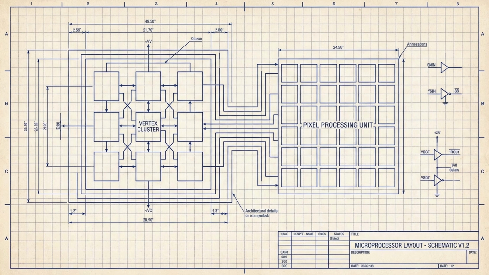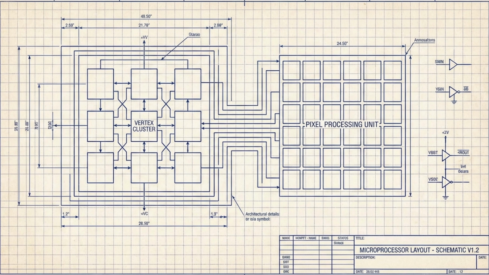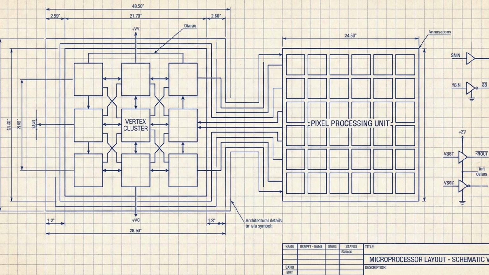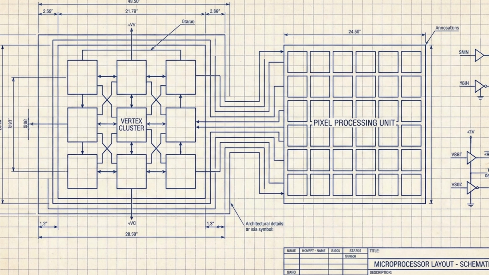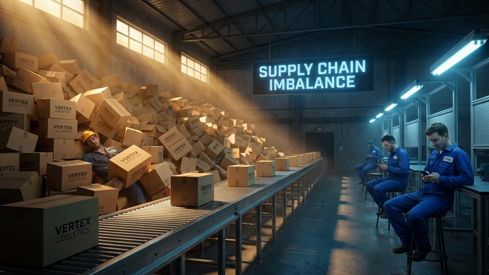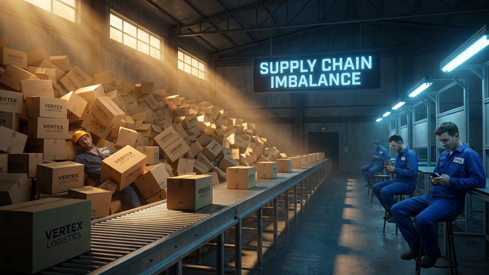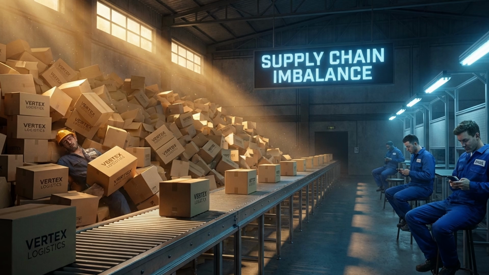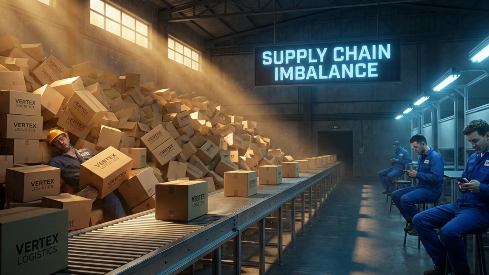The silicon die contained a fixed ratio of these units. For example, a graphics card might have 6 vertex units and 24 pixel units hardwired permanently on the board. This rigid physical segmentation led to massive inefficiencies because graphical workloads are highly dynamic and rarely perfectly balanced.